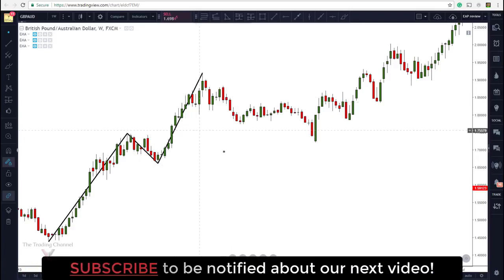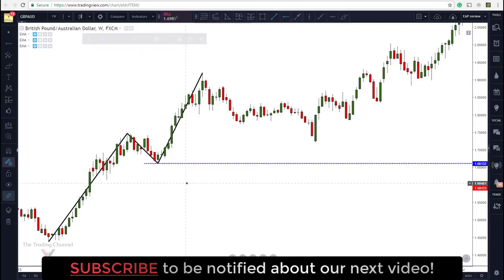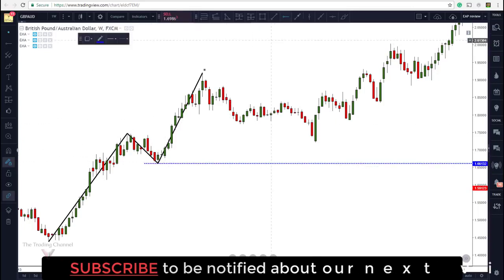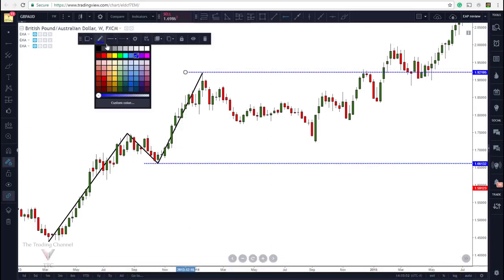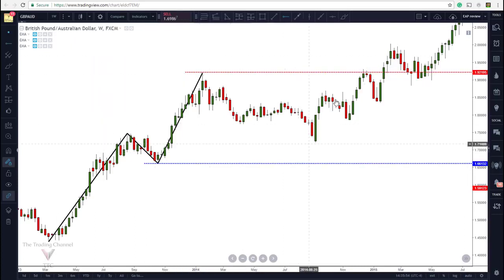Now, what are we looking for after this 3-point move? And this is where a lot of traders get confused. Well, we're looking for this uptrend to continue before the break of our support level. This is our support level. So before this support level gets broken, we expect the market to come up and break above this resistance level and continue our uptrend. And that's exactly what we get.